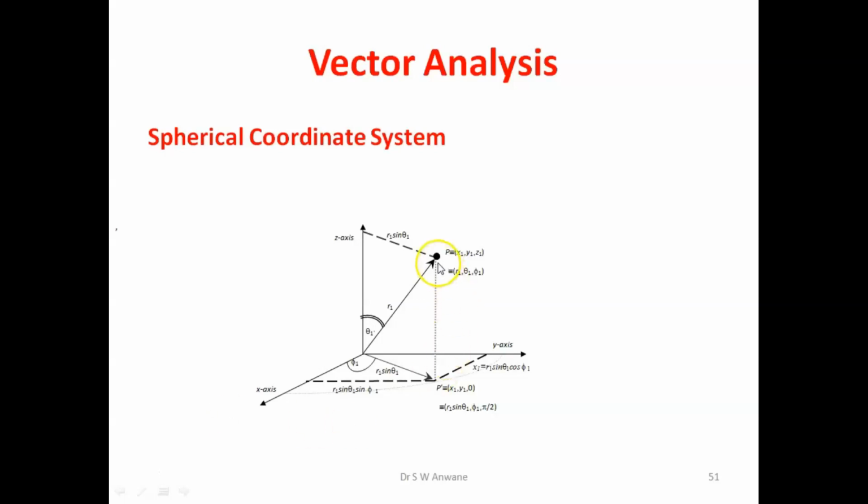A point in space P (x1, y1, z1) can be reached when one travels x1 distance along the x-axis, y1 distance parallel to the y-axis, and z1 distance parallel to the z-axis. In other words, this point P is the common point of intersection of three planes: x equal to x1, y equal to y1, and z equal to z1.